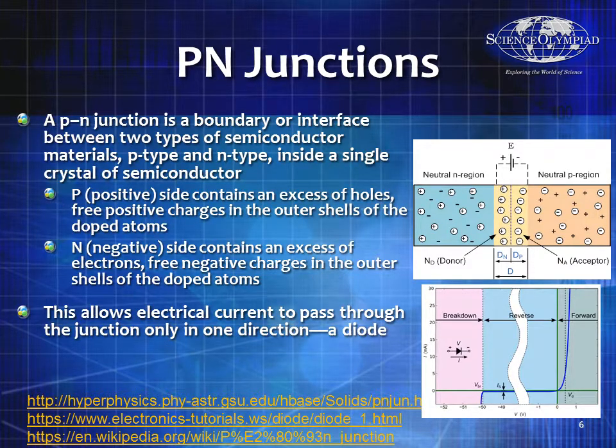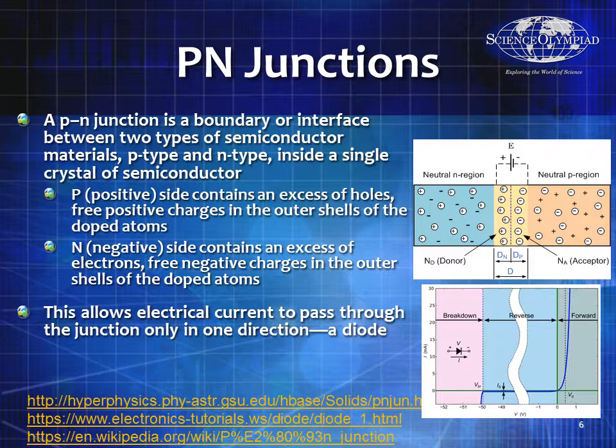But let's talk about what forms a PN junction. A PN junction is a boundary or interface between two types of semiconductor materials, a p-type and an n-type. You take a normal semiconductor, like silicon, and then you dope the positive side with excess holes, which are free positive charges in the outer shells of the doped electrons. In other words, you get a positive ion and you inject that in part of the semiconductor.